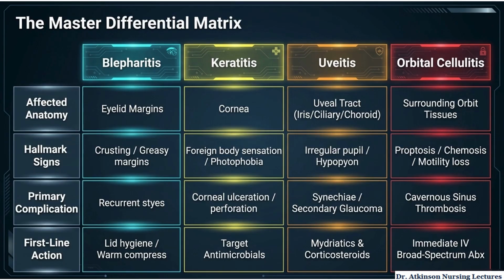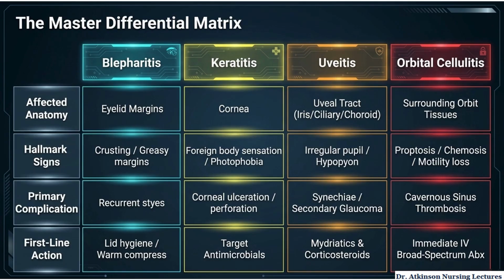Uveitis. Affects the uveal tract: iris, ciliary body, choroid. Hallmark signs are irregular pupil and possible hypopyon. Primary complication is synechiae, leading to secondary glaucoma. First-line action is mydriatics and corticosteroids.